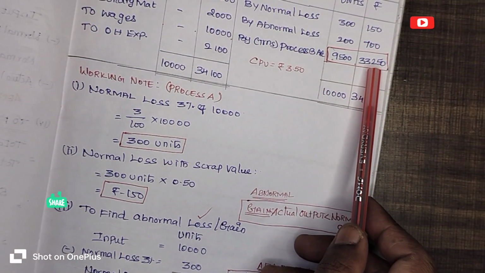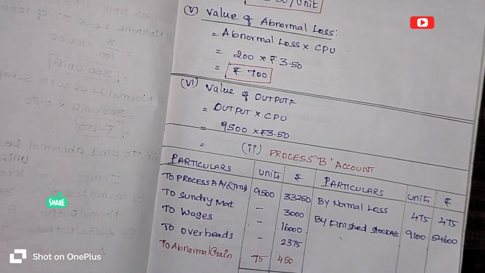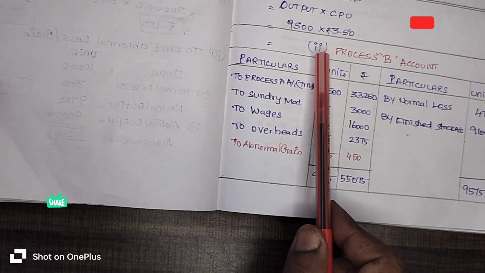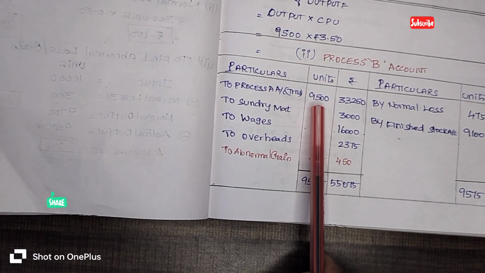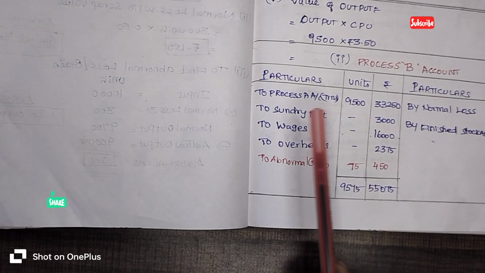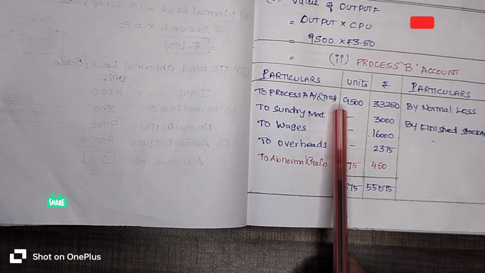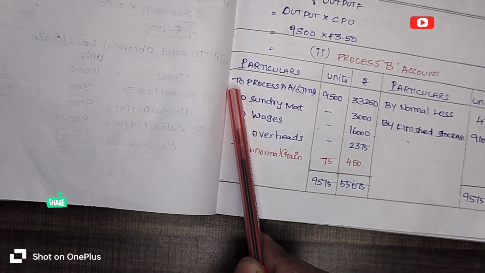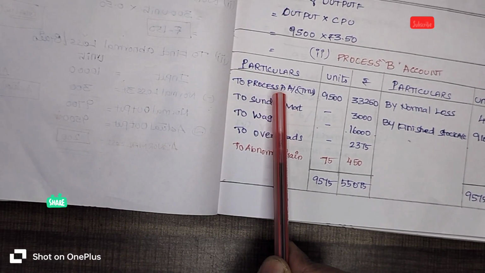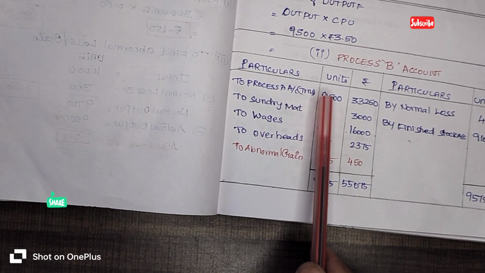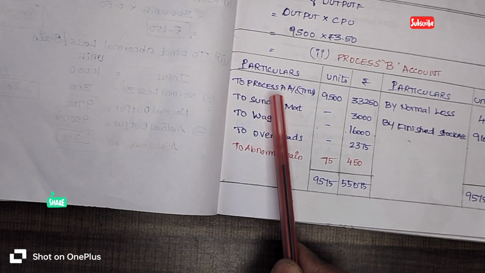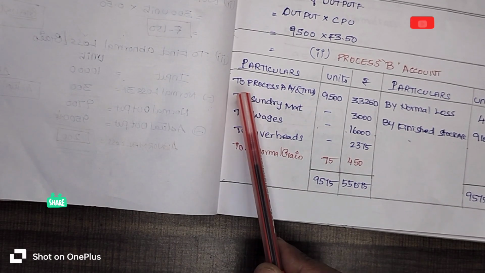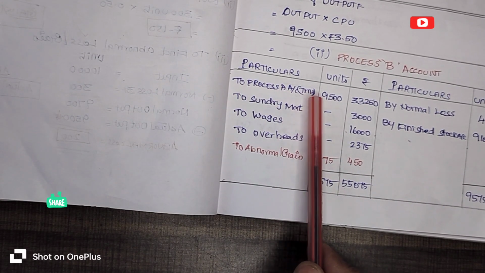9,500 and 33,250 will be taken from the process A account and entered here as the input value for the process B account. Okay, 9,500 and 33,250 entered. Against this value, you are going to write to the process A account, which means these two values are taken from the process A account only, and you write to the process A account: transferred.